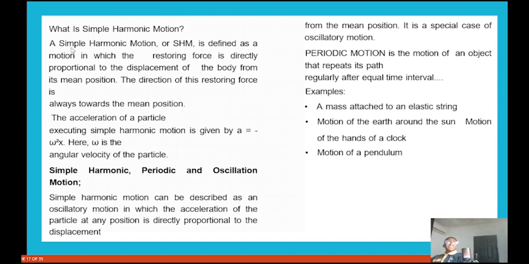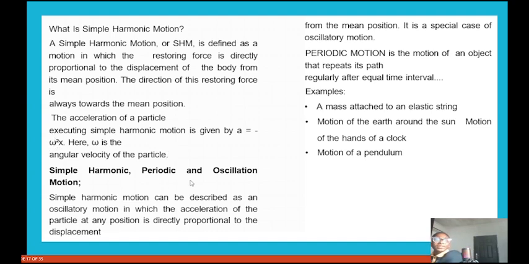So let's continue. Simple harmonic motion is defined as a motion in which the restoring force is directly proportional to the displacement of the body from its mean position. The direction of its restoring force is always towards the mean position. The acceleration of a particle executing simple harmonic motion is given by a = -ω²x, where omega is the angular velocity of the particle. I'm sure we know that already.